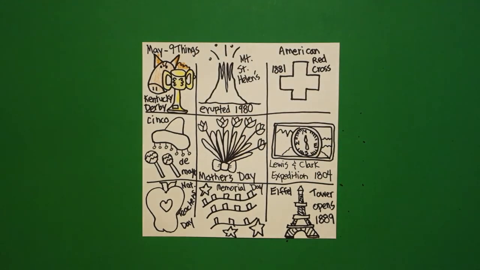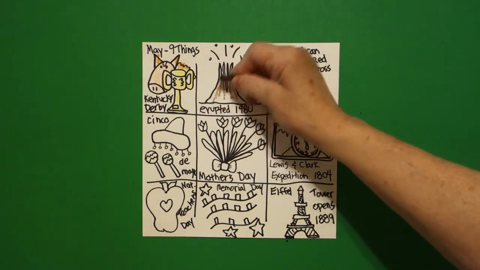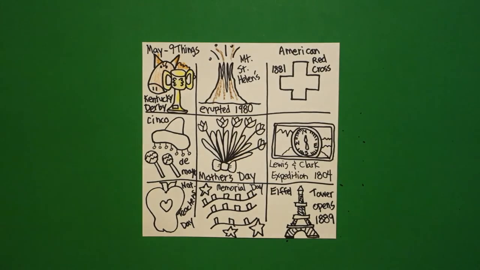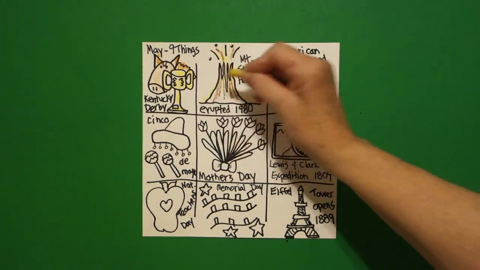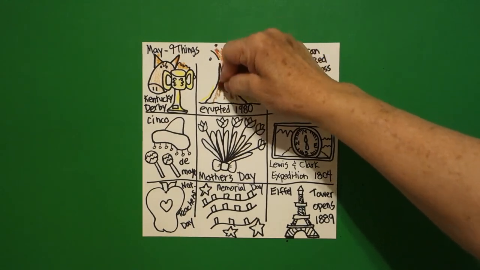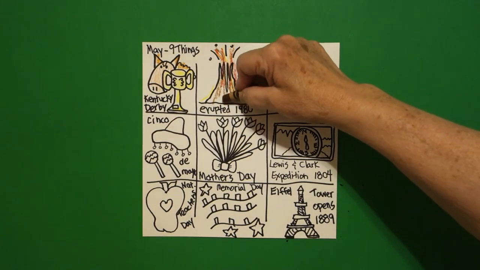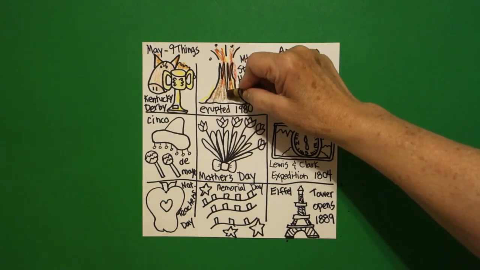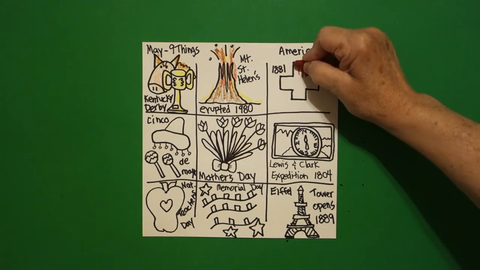Next, Mount St. Helens. I'm going to use brown, fill in my volcano. We're going to triple color some of this. Go ahead and add some yellow. This was a big deal when it happened. It erupted. Let's add some red. Mount St. Helens. And go ahead and lightly loop-de-loop your volcano mountain. Okay? Brown.